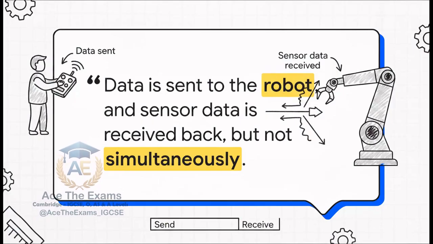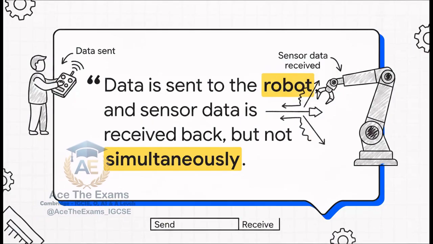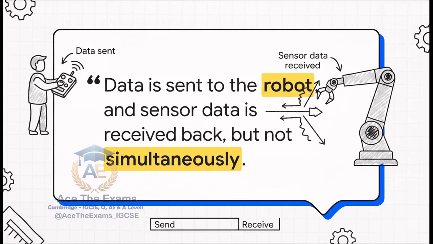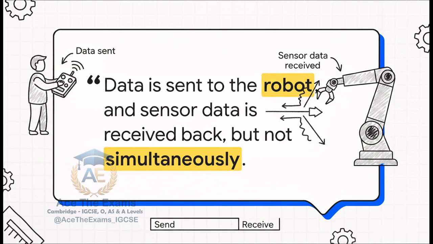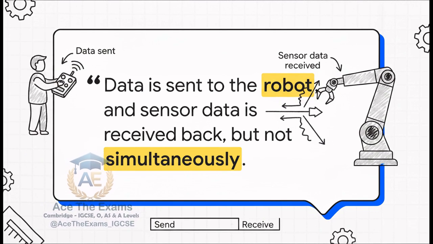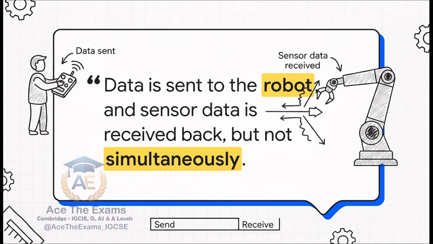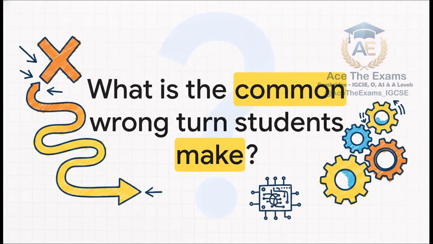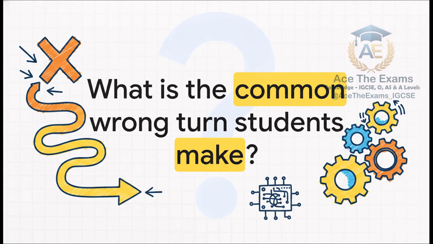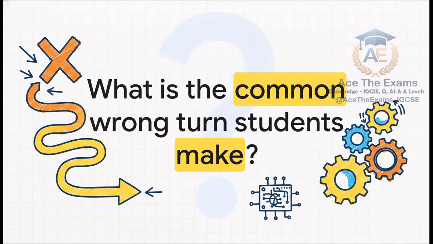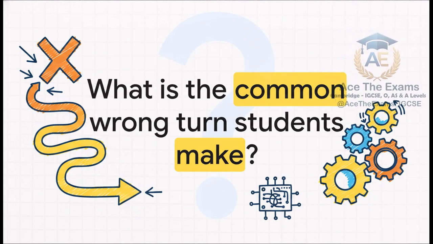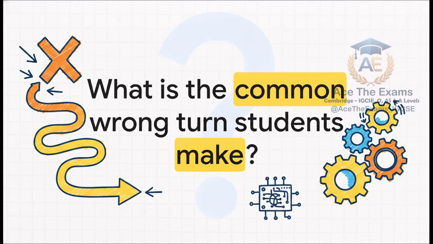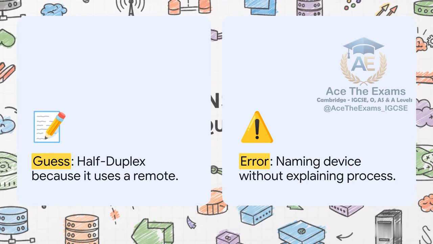Okay, let's escalate the stakes a bit. Here's a much harder, multi-layered industrial control scenario. Listen to this. A robotics facility uses a remote control. Data is sent to the robot, and sensor data is received back, but not simultaneously. Explain the transmission method. I actually want you to actively engage with this for a second. Pause and predict. What is the single most common wrong turn a student will make in the next 10 seconds when writing down their answer to this? Think about the trap we've been discussing. Let's see if you nailed it.